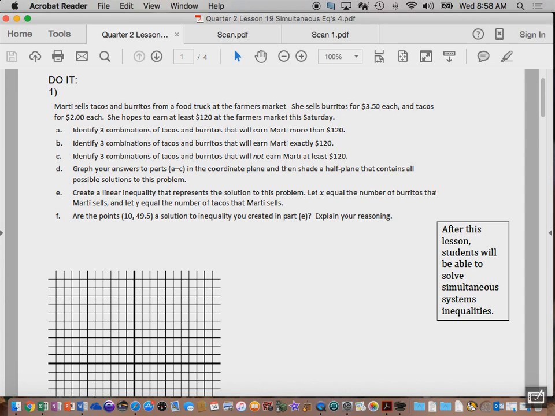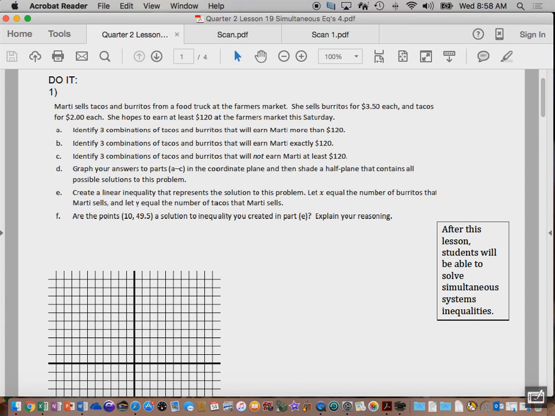Just take whatever number of burritos you think and multiply by 3.5, and then take the number of tacos and multiply by 2, and add them up, and you should get, what's that? How many burritos did you have? Too many. 16 and 32, was it? It was too many, whatever it was. Oh, I see what I did now.